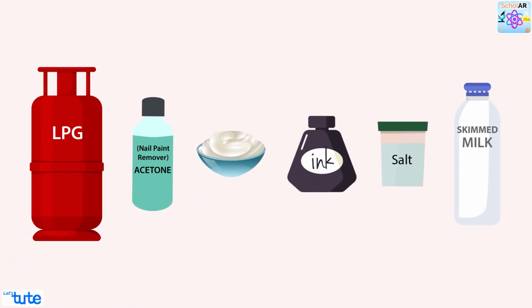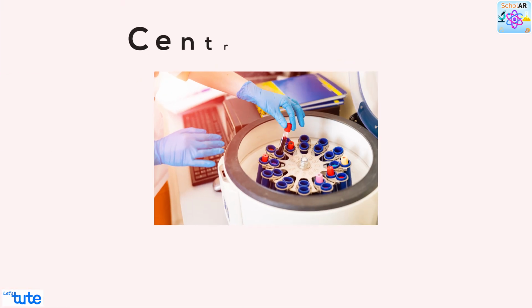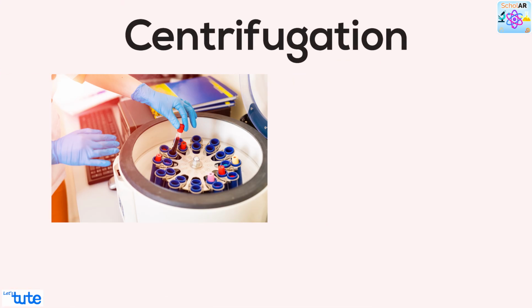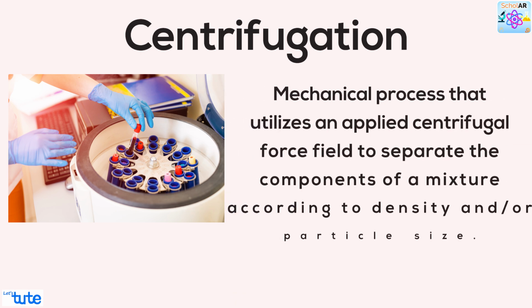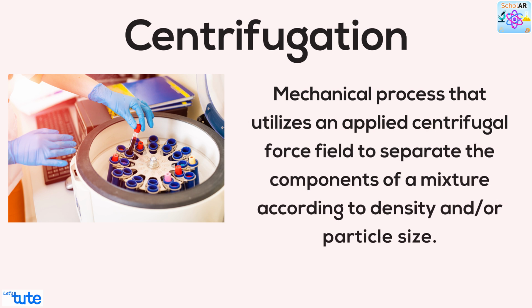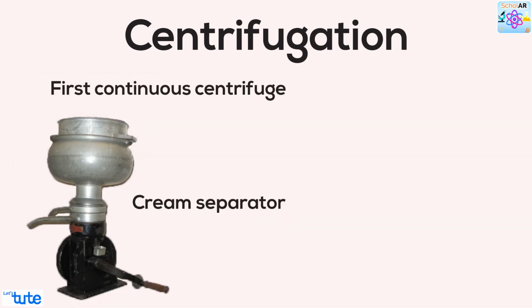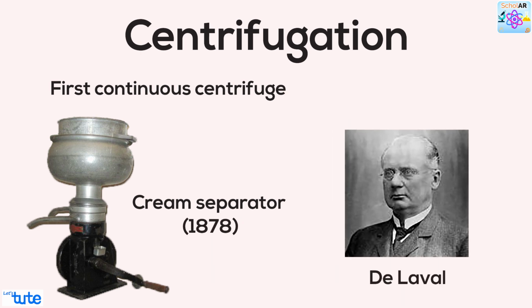Now friends, let us try to separate some mixtures using some setups. The first method we will use is called centrifugation. Centrifugation is a mechanical process that utilizes an applied centrifugal force field to separate the components of a mixture according to the density and/or the particle size. The first continuous centrifuge, designed in 1878 by the Swedish inventor de Laval to separate cream from milk, opened the door to a broad range of industrial applications.